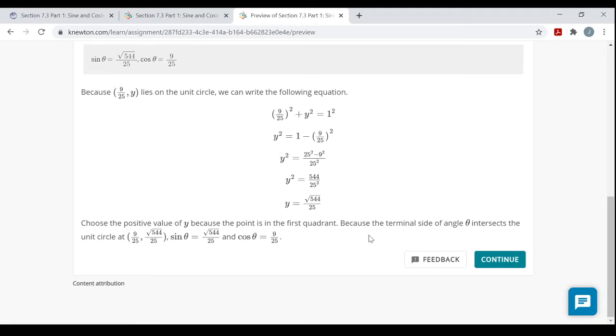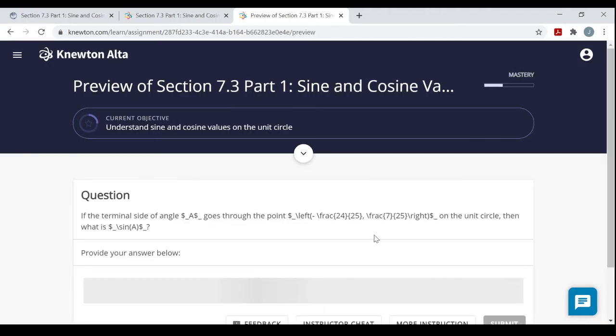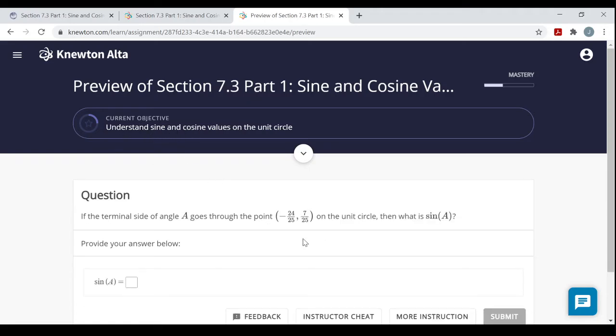All right. So again, hopefully that picture made sense. And you're going to be doing that a lot in your unit circle: drawing an angle, drawing a right triangle by drawing a segment from the point on the unit circle to the x-axis, perpendicular to the x-axis. So here's another one where it's understanding sine and cosine values on the unit circle.